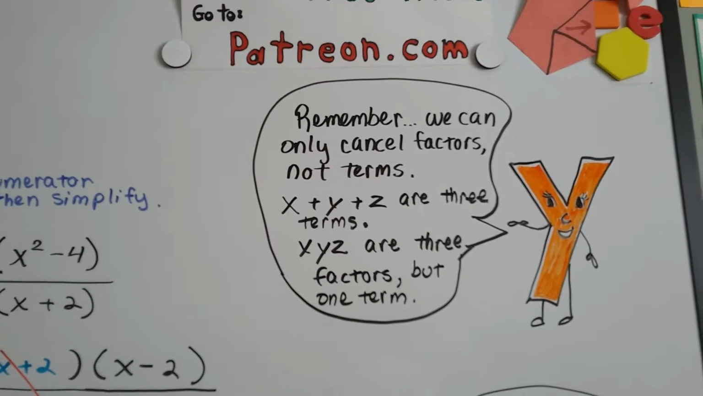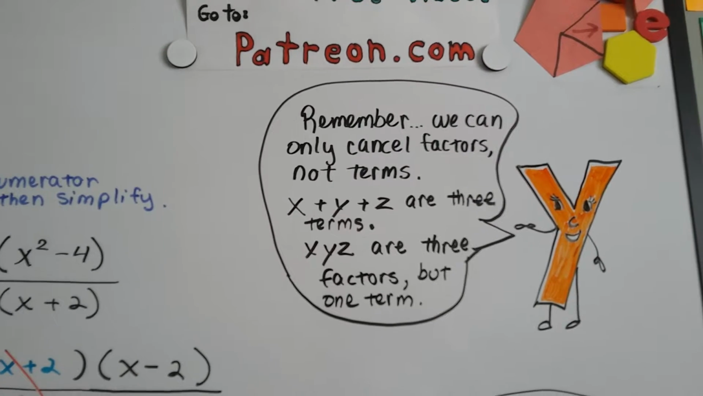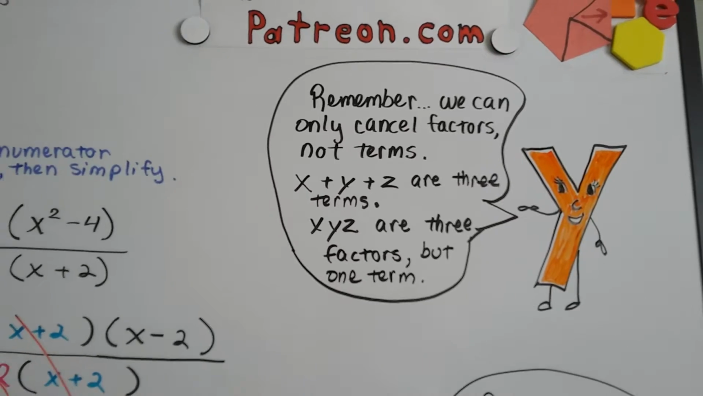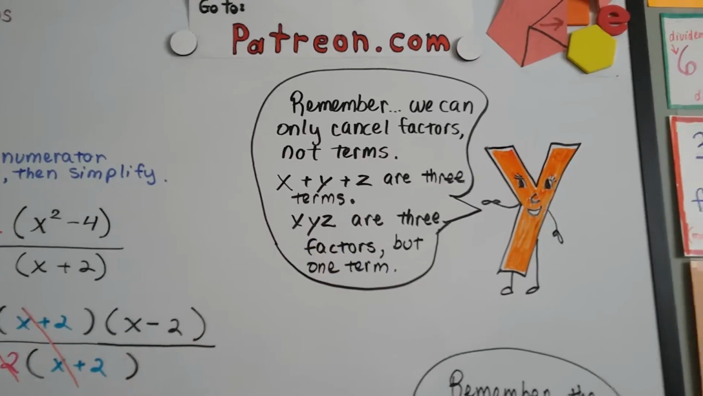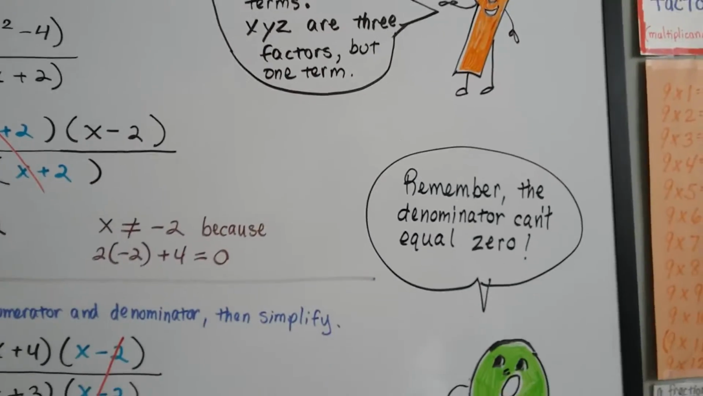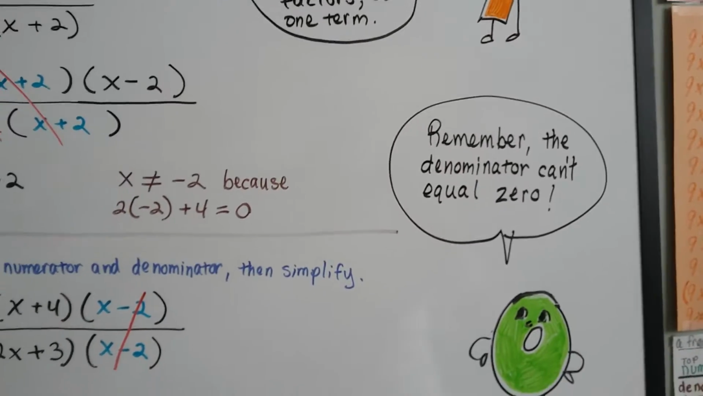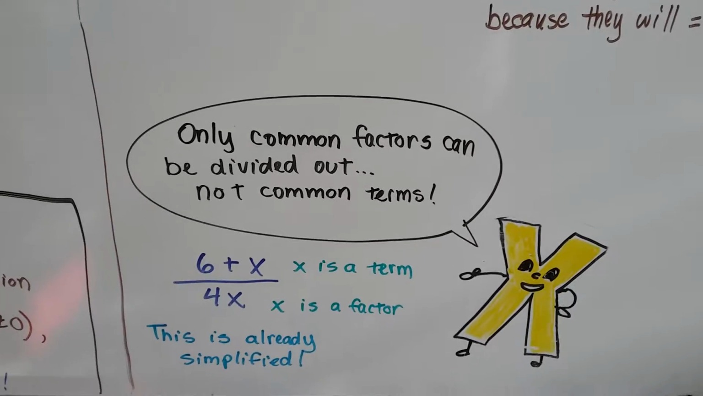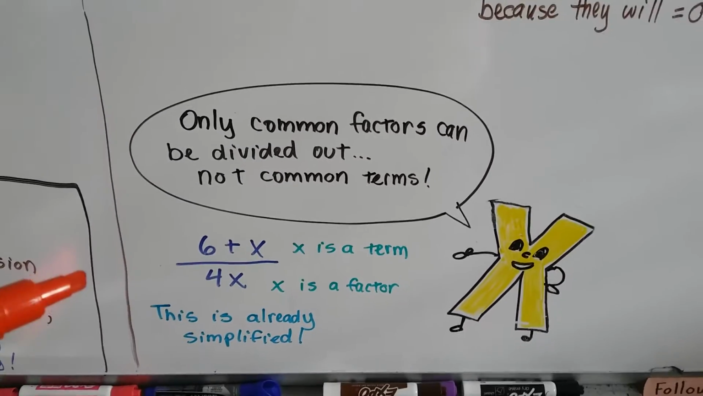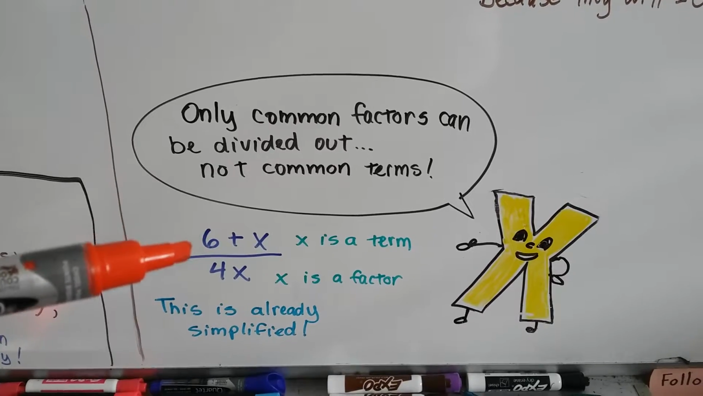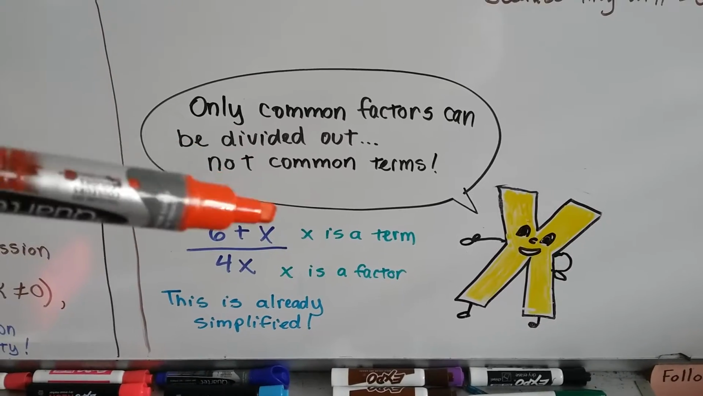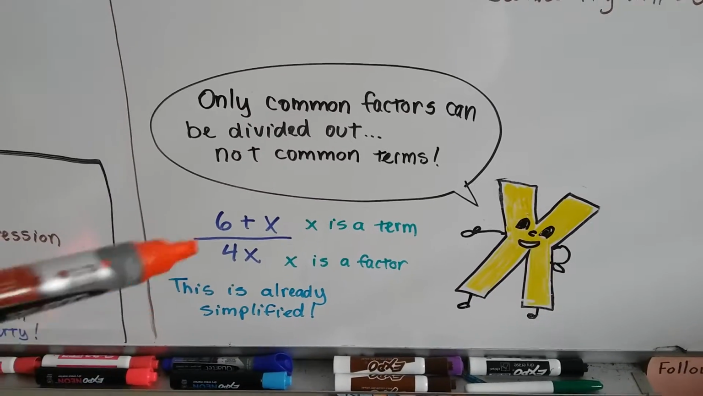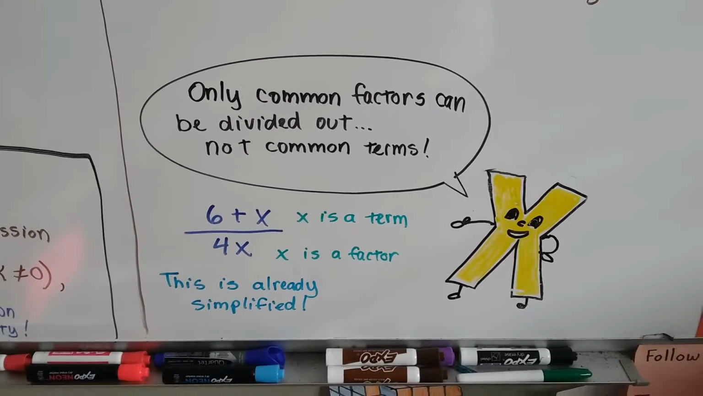If you see x plus y plus z, that is 3 different terms. But x, y, z multiplied together, that's 3 factors, and it's 1 term. So, see the difference? Okay? And remember, the denominator can't equal 0. Now, only common factors can be divided out, not common terms. And if you see 6 plus x divided by 4x, well, this one has x as a term, this one has x as a factor. So this is as simplified as it's going to get, okay?